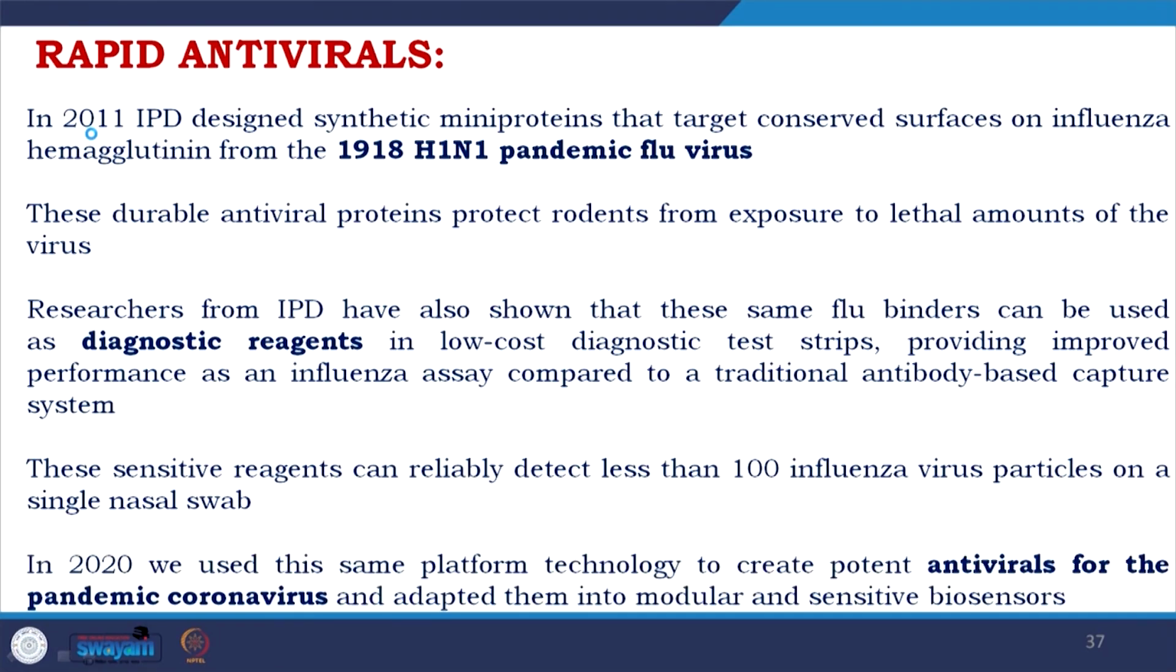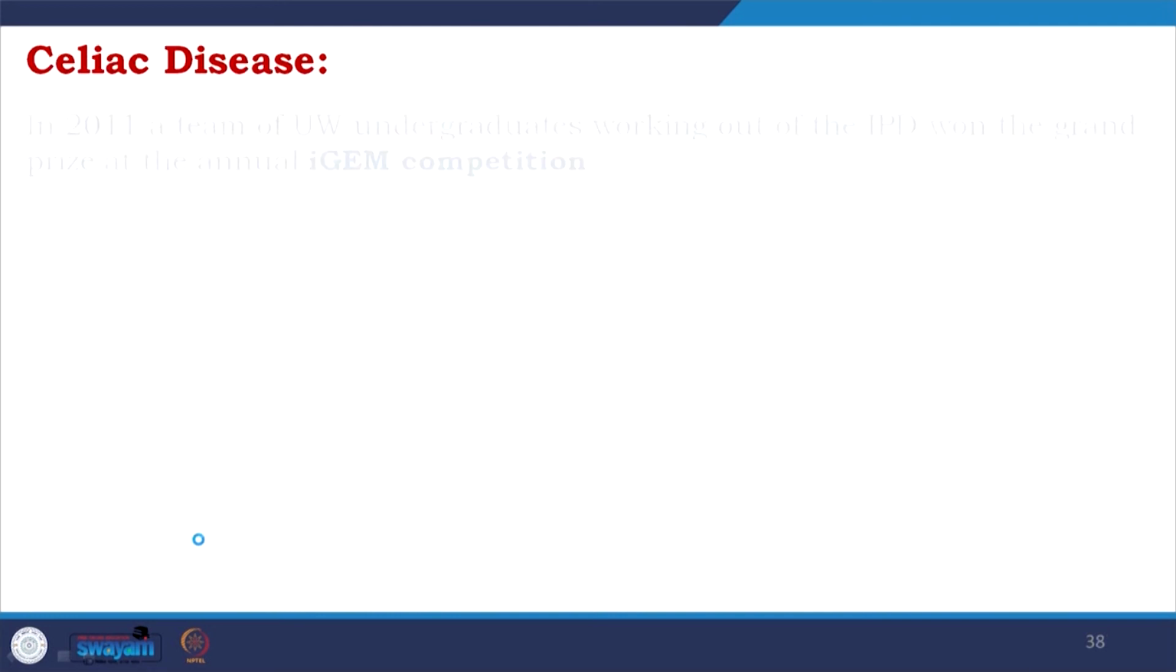In 2020, they used this same platform technology to create potent antivirals for the pandemic coronavirus and adapted them into modular and sensitive biosensors. Celiac disease.